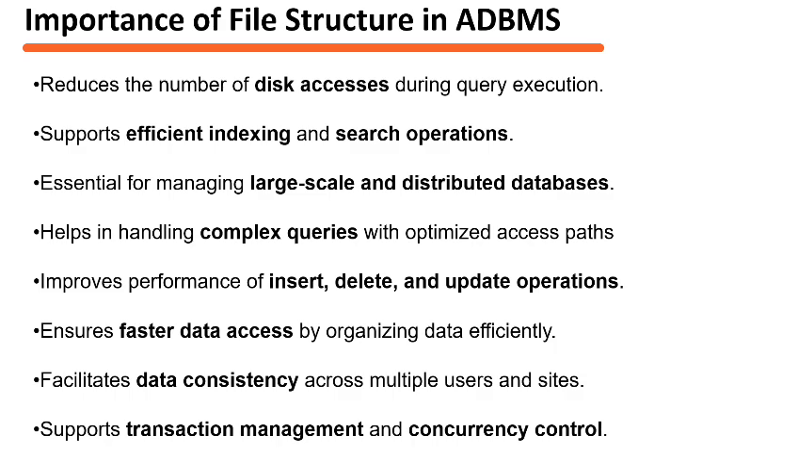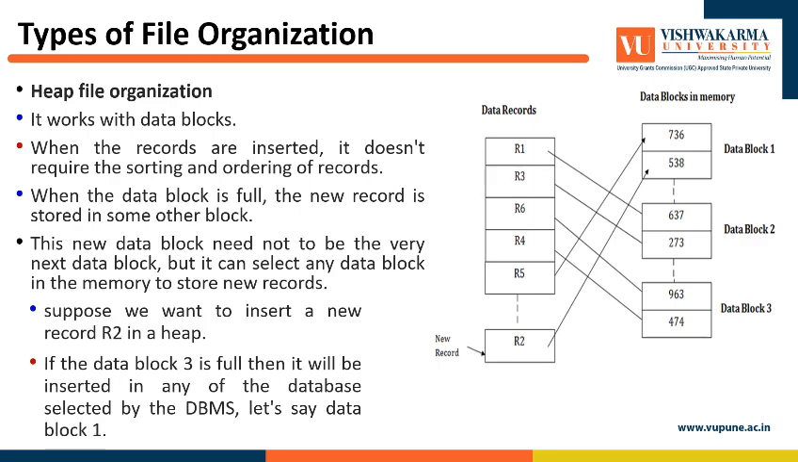Now we will see the types of file organization in ADBMS. Number one is heap file organization. It works with data blocks. When records are inserted, it does not require sorting or ordering of records. When a data block is full, the new record is stored in some other block, so the new data block need not be adjacent, but any data block in memory can be used to store new records.